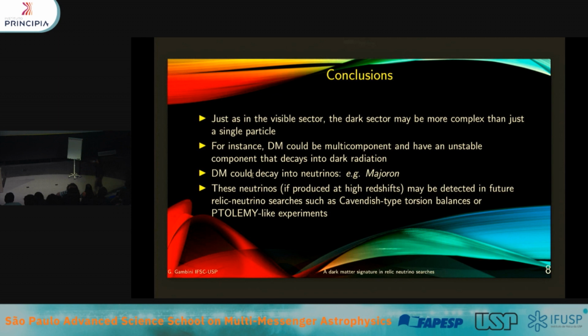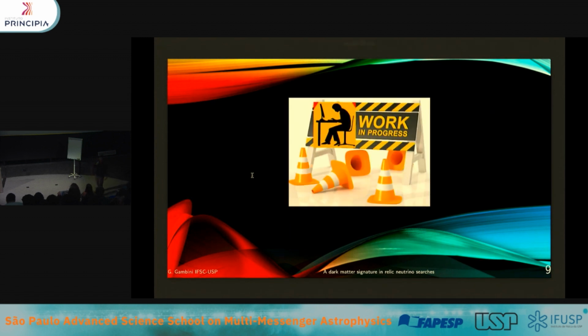So in conclusion, the dark sector could be richer and more complex than what we think, and dark matter could be multi-component. We don't know that, which would be more interesting than just a cold relic density. An example that could work is the majoron, which could decay into neutrinos, and these could be found in future searches that have been proposed, like Cavendish-type torsion balances or Ptolemy-like experiments that people are working on. So this is work in progress. Thank you.